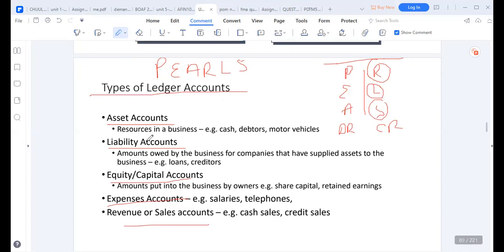So we've talked about the 5 types of accounts, the assets accounts. So all assets have a debit balance, be it cash, debtors, motor vehicles, and expenses. Liabilities talk about what the business owes, so they always have a credit balance. Equity, capital, and revenues also have a credit balance. So we have share capital and retained earnings. All these have a what? Credit balance. Expenses have a debit balance.